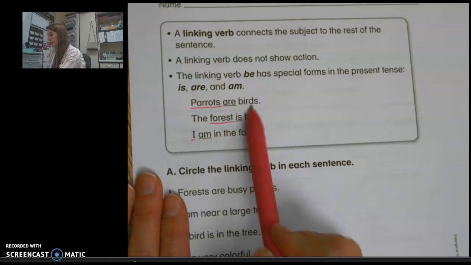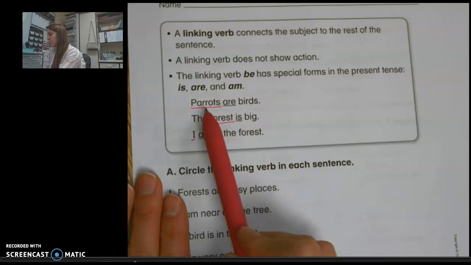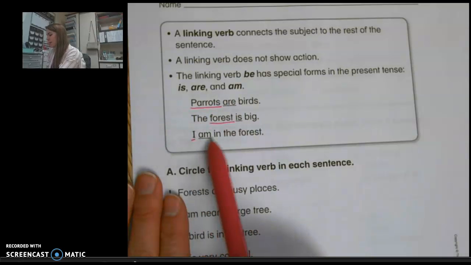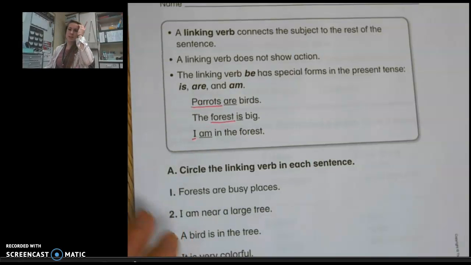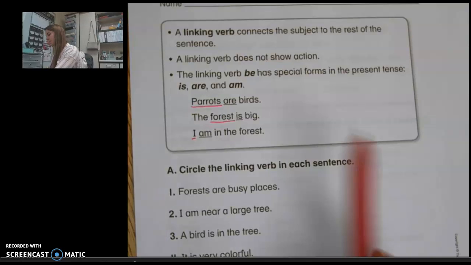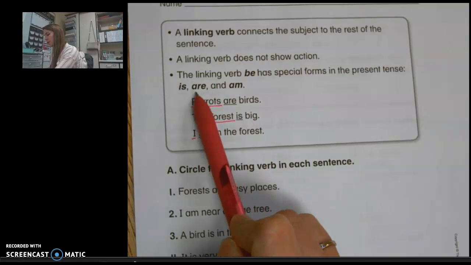Parrots are big. The forest is big. Parrots are birds. I am in the forest. So that linking verb connects. And some examples of the linking verbs are is, are, and am.